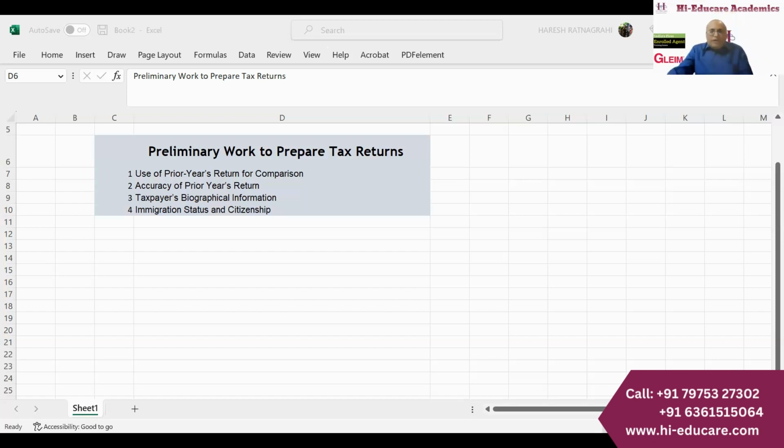So review of the prior year's income tax return could reveal beneficial carryovers from prior years that have not yet been utilized, such as capital loss carryover and charitable contribution carryover. You'll be learning a lot of things. For example, certain limits are there.